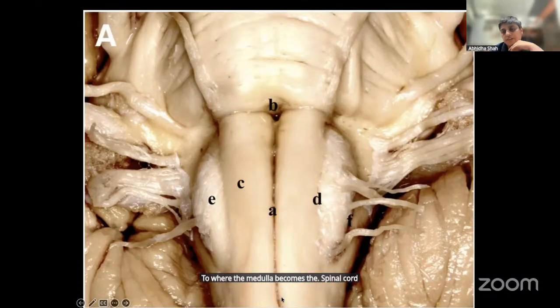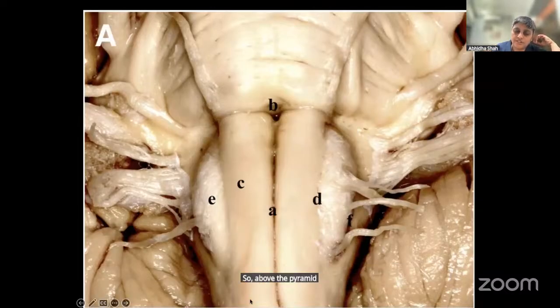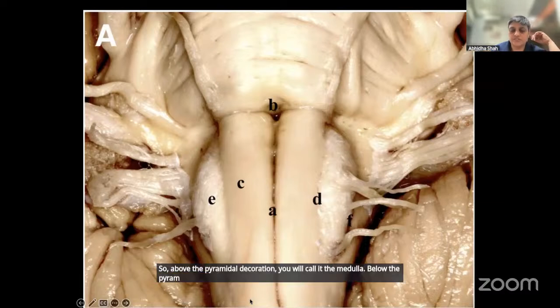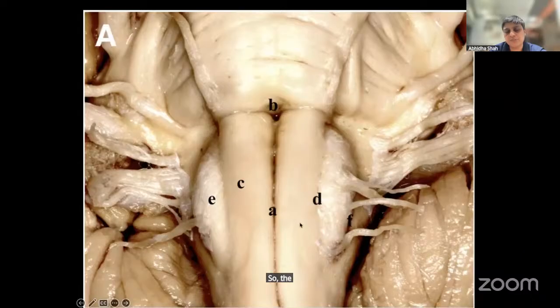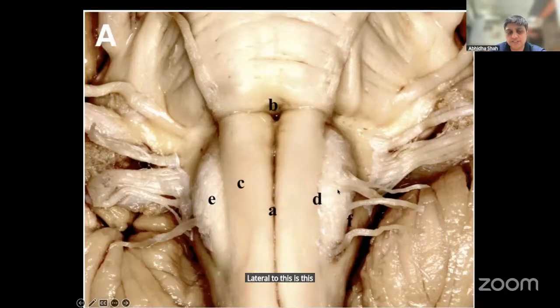Where is this level? It is at the level that lies just below the pyramidal decussation. So above the pyramidal decussation, you will call it the medulla. Below the pyramidal decussation, we'll call it the spinal cord. So the ventral aspect of the medulla has these two prominent tracts, and these are the corticospinal tracts or the pyramids as they come down from the pons and run into the spinal cord. Lateral to this is this gray matter mass, and that is the olive.